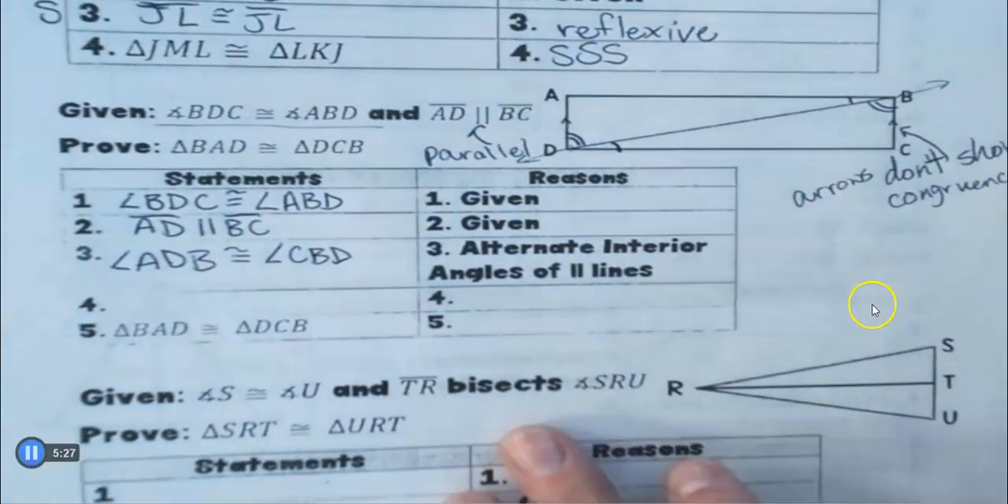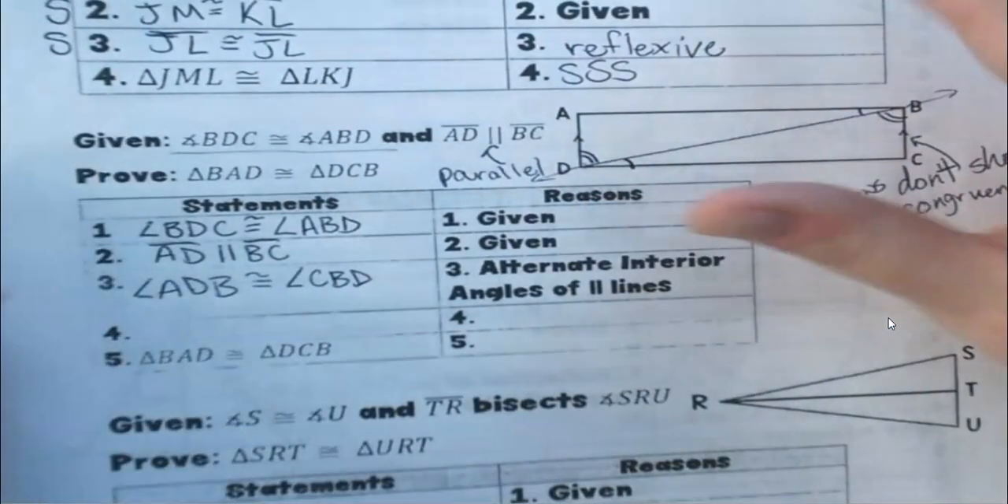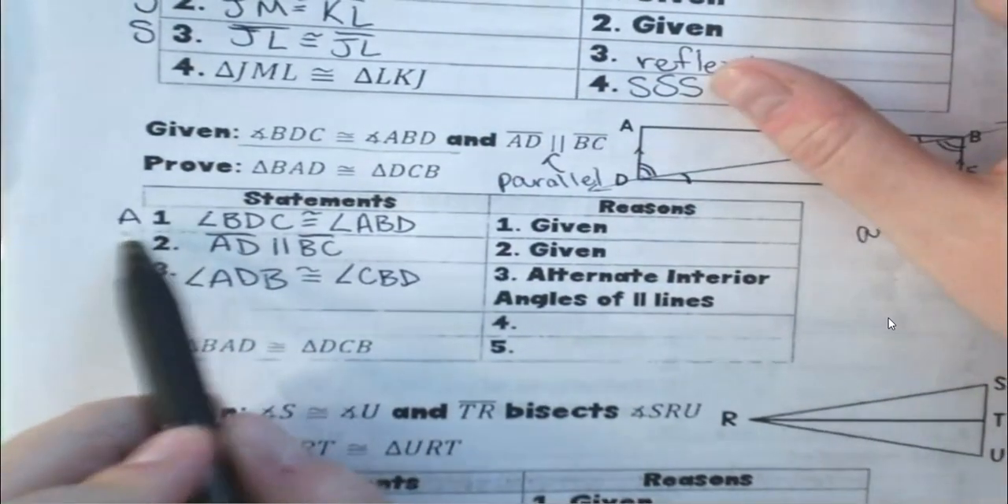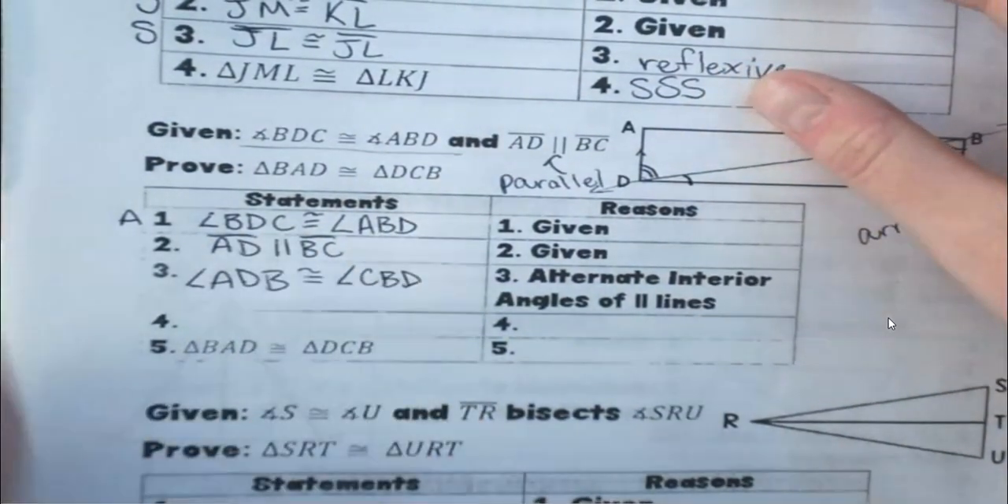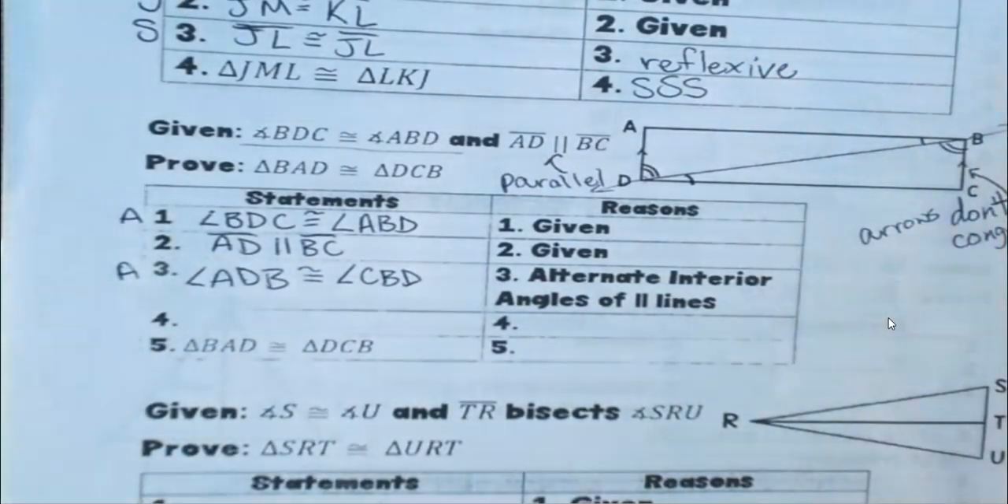Okay, and now I want you to label what we have going on here. So either A or S. So that is an angle that is congruent. Here's another angle that's congruent. This is nothing. This is not an angle nor a side. It shows that it's parallel, but we're only writing letters next to ones that show congruence, okay?